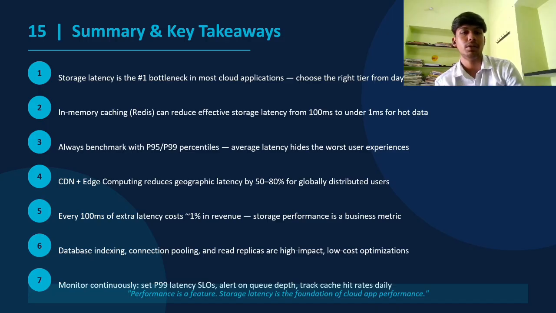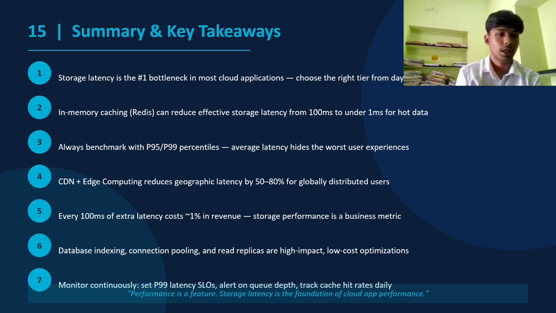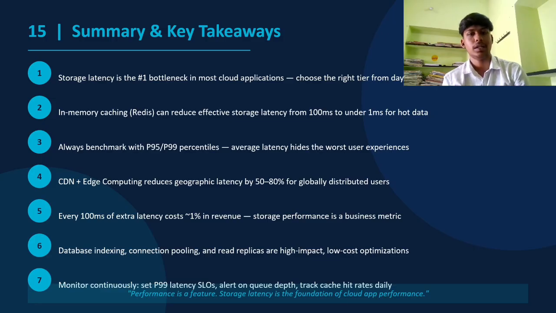CDN plus edge computing reduces geographic latency by 50 to 80% for globally distributed users. Every 100 milliseconds of extra latency costs 1% in revenue. Storage performance is a main business metric. Database indexing, connection pooling, and read replicas are high impact and low cost optimizations. Monitor continuously: set P99 latency SLOs, alert on queue depth, and track cache hit rates daily. These are the summaries and key takeaways.